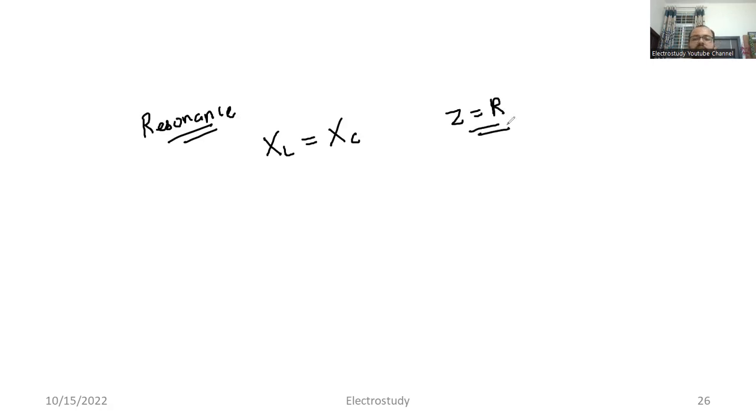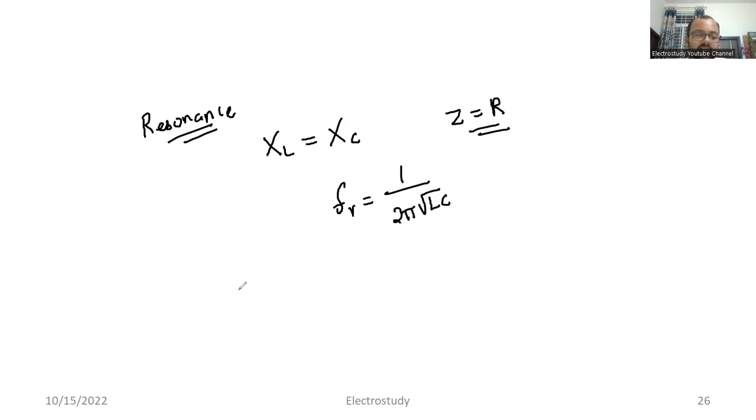Similarly, the voltages across the inductor and the capacitor are phase shifted by 180 degrees. That is another remarkable point. So you can calculate the resonance frequency. You can write f_r or f naught, whatever it may be, equal to 1 by 2 pi root of LC. This is a very important equation.